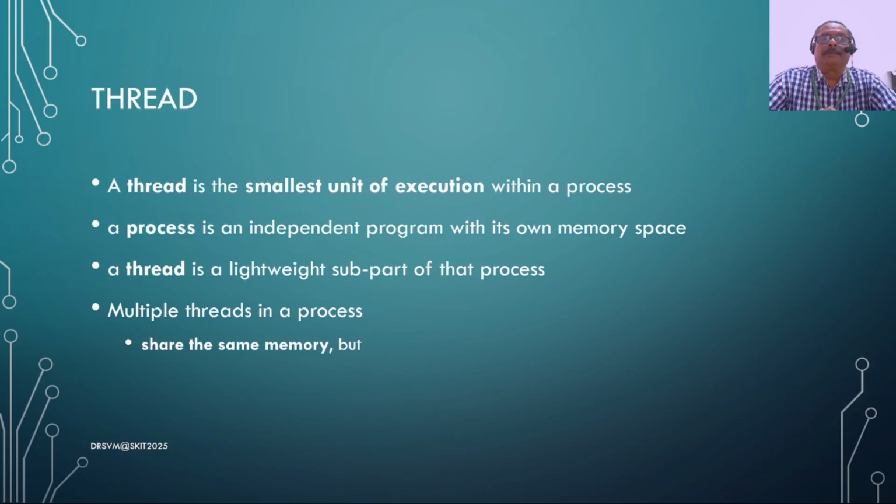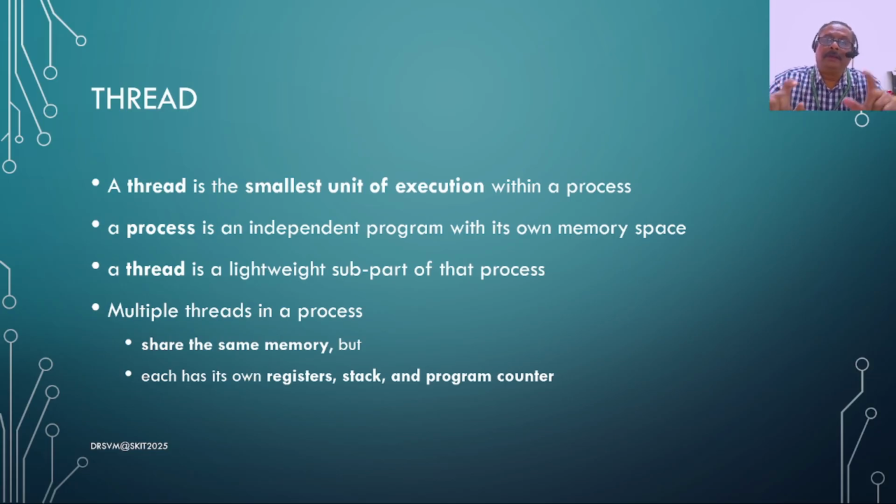Now multiple threads in a process share the same memory as just discussed, and each one has its own register, stack and program counter. Because each thread is running independently, at any given instant, whatever values are stored in the registers, we need to have a separate copy of that in the memory. So we need register contents to be stored in the memory.